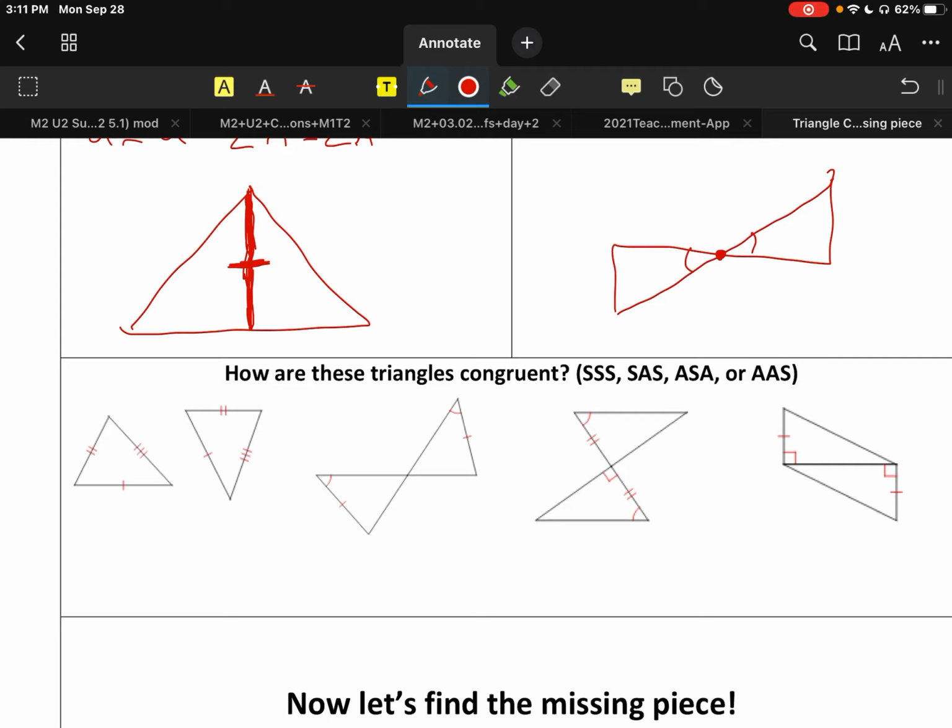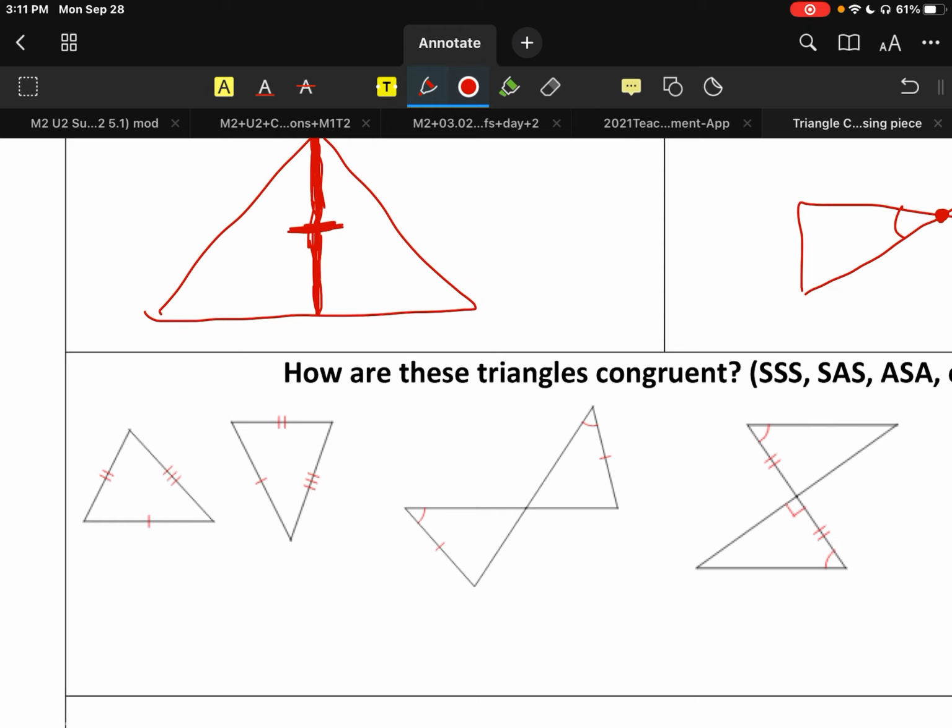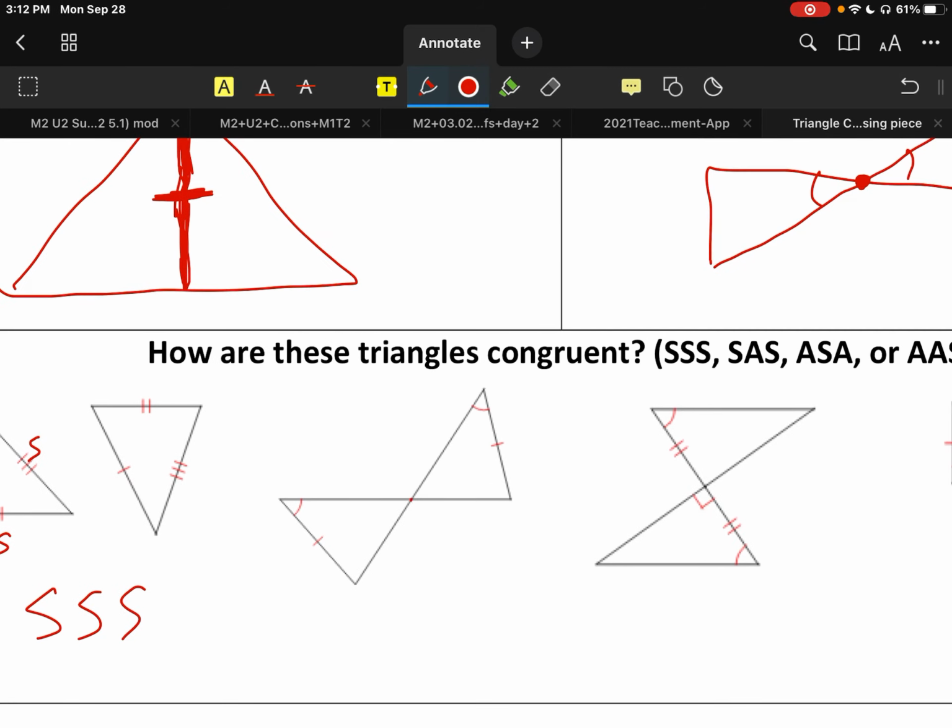How are these triangles congruent? Side, side, side, side, side, angle, or angle, angle, side. This first one, I have three sides marked, so obviously that's side, side, side. The second one, I see that they're connected by that corner, by the vertex there, so I have to mark these as congruent. Otherwise, I don't have enough information. Now I see a side, an angle, and another angle. The side is not in between the angles, so it's got to be angle, angle, side. The side's kind of off to the side.